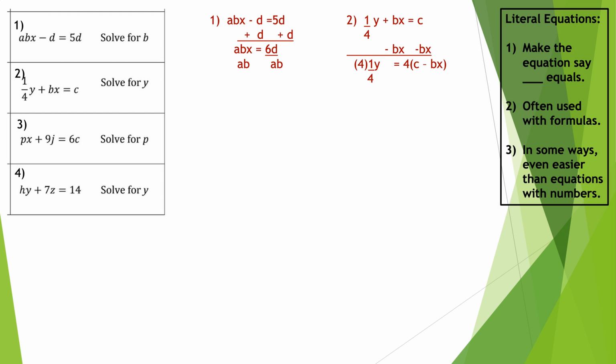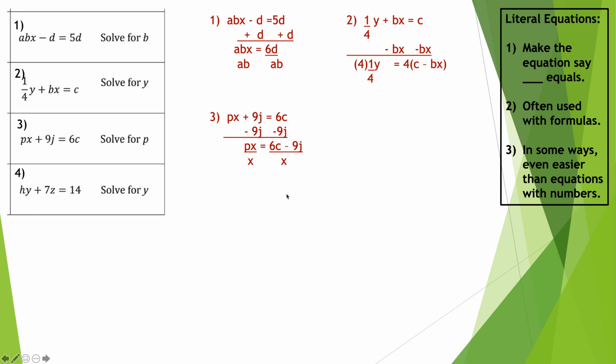All right, so with number 3, I'm going to subtract 9j from both sides because my effort here is to get the p by itself. That gives me 6c minus 9j. I know it looks weird, but it is what it is. And then to get p by itself, I need to divide by x. So I get 6c minus 9j over x. And that is the value of p. Okay? And last but not least, number 4, solve for y. Go ahead, stop and start.